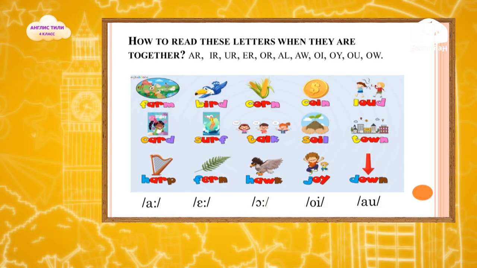Now let's think. How to read these letters when they are together? A and R. I and R. U and R. E and R. O and R. A and L. A and W. O and I. O and Y. O and U. And O and W.